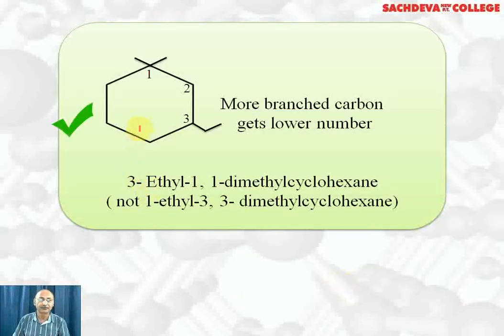This is another example. Here the more branched carbon gets the lower number. Here we have 2 methyl groups attached. Here there is 1 ethyl group attached. So this will get number 1 and this will get number 3. So we write 3-ethyl because at the third carbon atom the ethyl group is present. 1,1-dimethyl because at the first carbon atom 2 methyl groups are present. Cyclohexane is the parent. It cannot be named 1-ethyl-3,3-dimethylcyclohexane because the first carbon contains 2 methyl groups, so it has to be given number 1 and ethyl will get number 3.